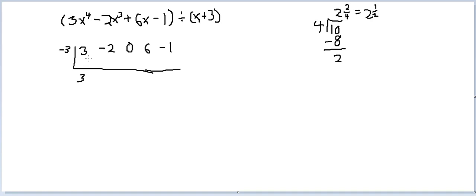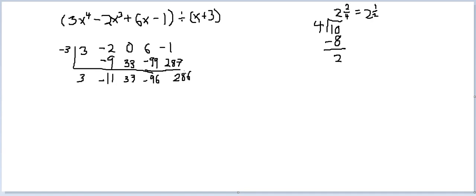-3 times 3 is -9. -2 plus -9 is -11. -3 times -11 is positive 33. 0 plus 33 is just 33. -3 times 33 is -99. -99 plus 6, or 6 plus -99, whichever way it's the same thing, is -96. -3 times -96 is positive 288, and -1 plus 288 is just 287.